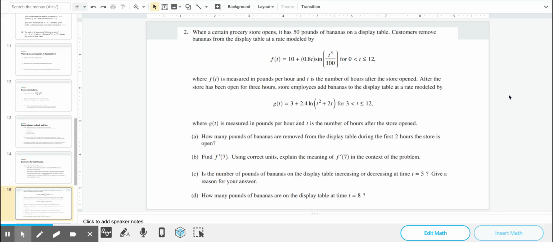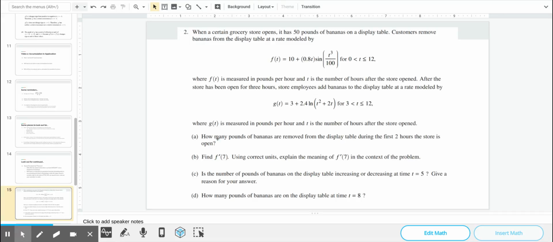that time. And so the main thing to point out here is that we're talking about the bananas being removed. There's nothing about the bananas being put back. So as soon as I see that, I know that I'm only talking about f of t up here. So I'm solely dealing with f of t, which might be y1 in your calculators at the moment. And then the second piece is that I'm only talking about the first 2 hours. So I know the store opens at t equals 0.